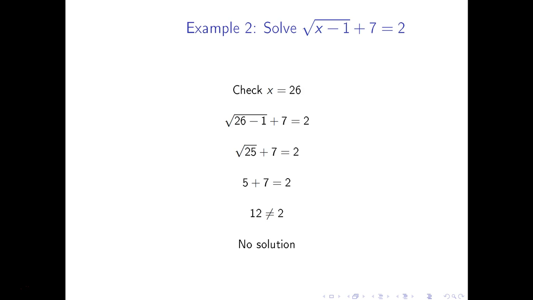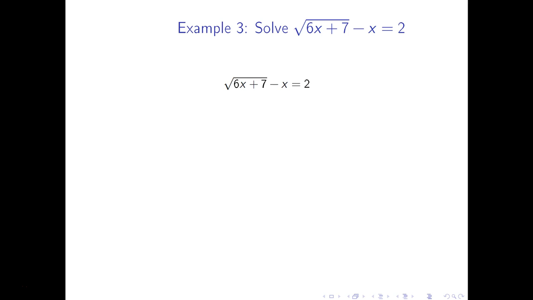With that said, there are going to be times that you're going to get multiple answers. You can get up to 2 or more, depending on how big the radical is, but you could have 2, you could have 1, you could have 0, so be prepared and always check your answer. Let's move on to another one.